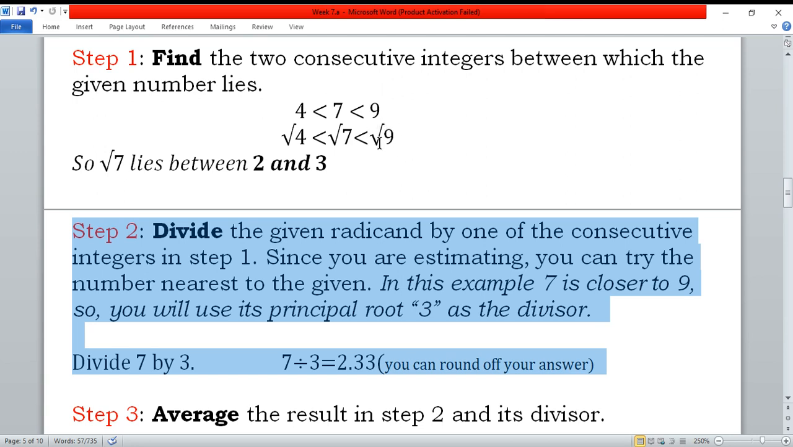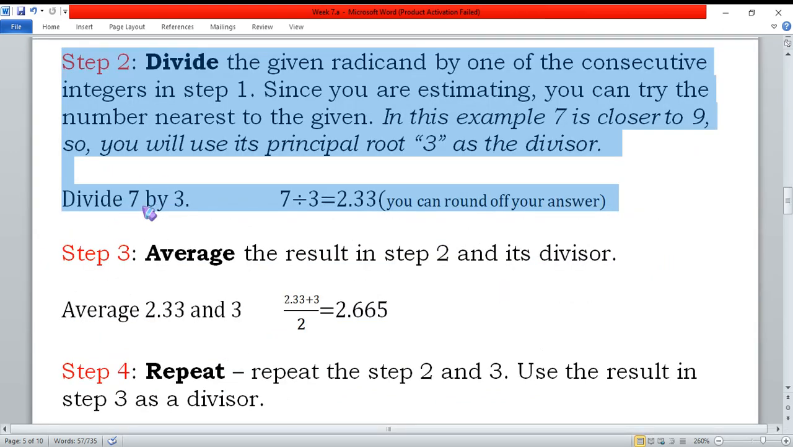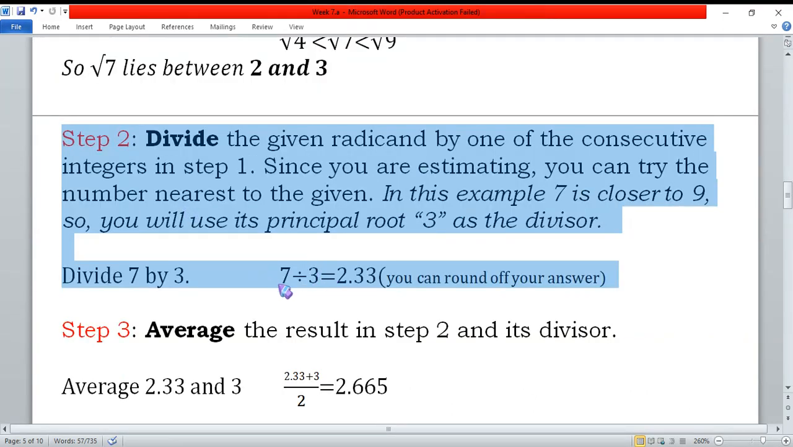Okay? Yung bandang kanan. Kasi you have 7, 8, 9. This one is 4, 5, 6. Okay, dalawang pagitan nila. So, kukunin natin yung square root of 9. Ang principal root niya ay 3 as the divisor. Okay? Yun ang pang-divide natin sa radicand na 7. Itong 7 na to. Di-divide natin. Okay? So, yan yung 7. Divide 7 by 3. Kaya makikita natin dito sa illustration, 7 divided by 3 equals 2.33. So, pwede natin siya i-round off. Okay. You can round off your answer. Okay, 2.33.